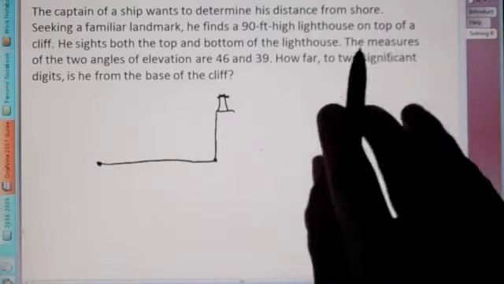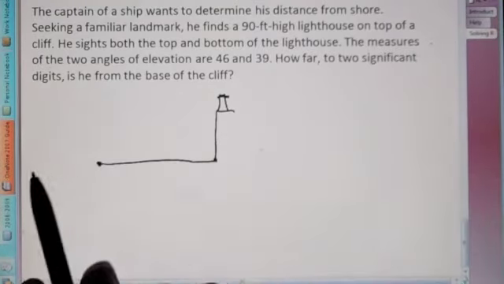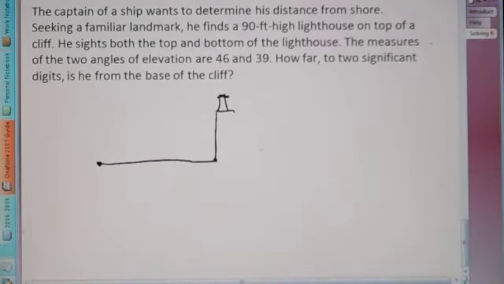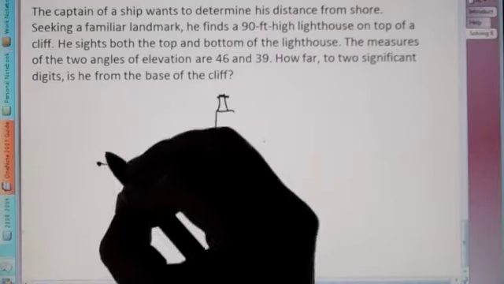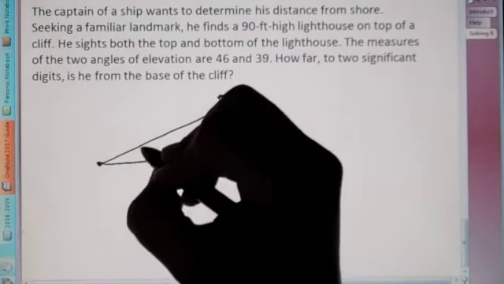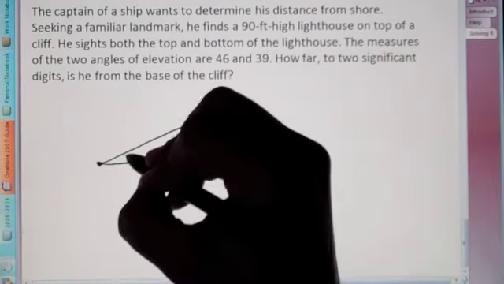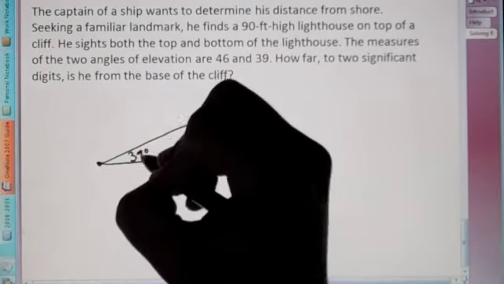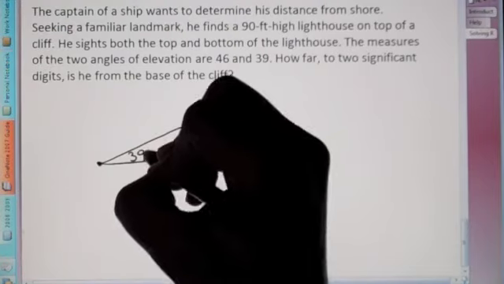So let's finish reading here. He cites both the top and bottom of the lighthouse. The measures of the two angles of elevation are 46 and 39. How far to 2 significant digits is he from the base of the cliff? So, again, he sees the bottom of the lighthouse. So this says this is going to be the smaller one. It's 39 degrees. Okay, that's 39 degrees.